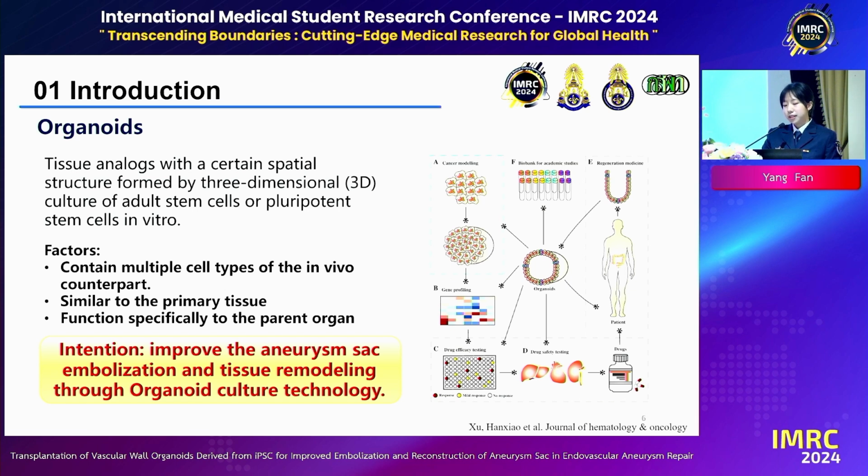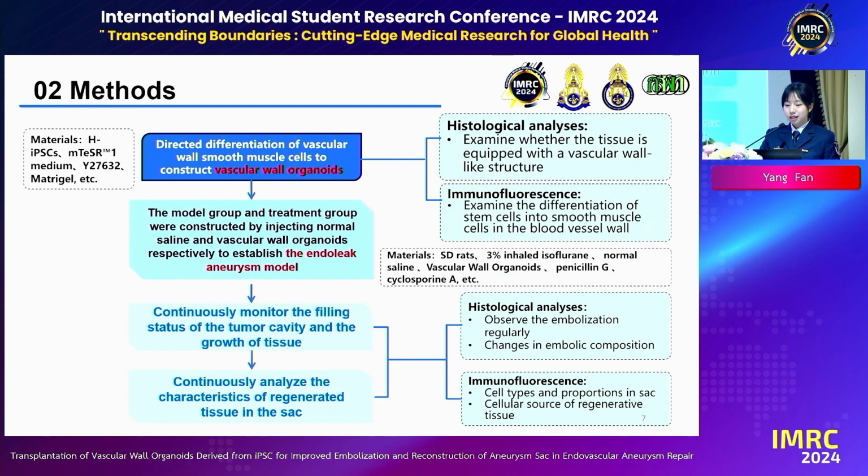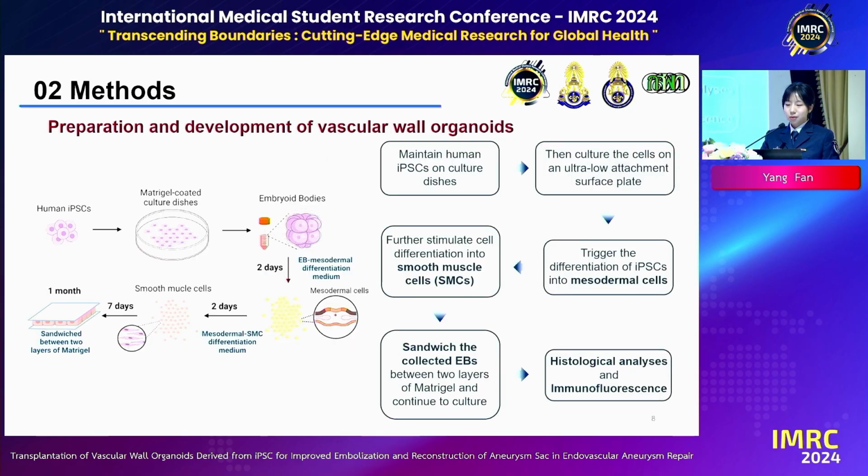Inspired by this, our intention is to improve the aneurysm sac embolization and the tissue remodeling through organoid culture technology. And the following is our experimental technical route, which mainly involved creating VWO from induced iPSCs and Matrigel and confirming them via histological analysis and immunofluorescence. We cultured embryoid bodies formed from human iPSCs and Matrigel to form the vascular wall organoids, examined by histological analysis and immunofluorescence. These are the steps of our cultivation.